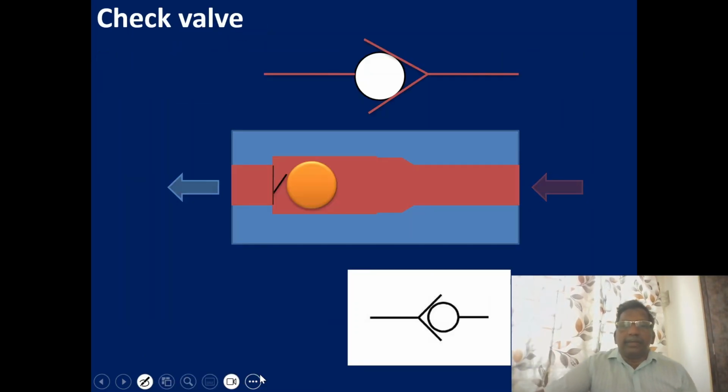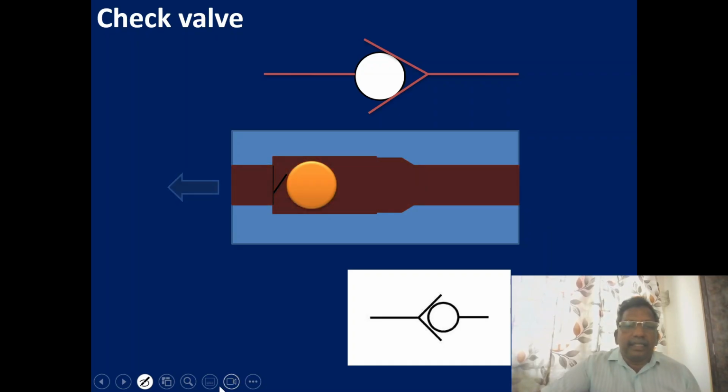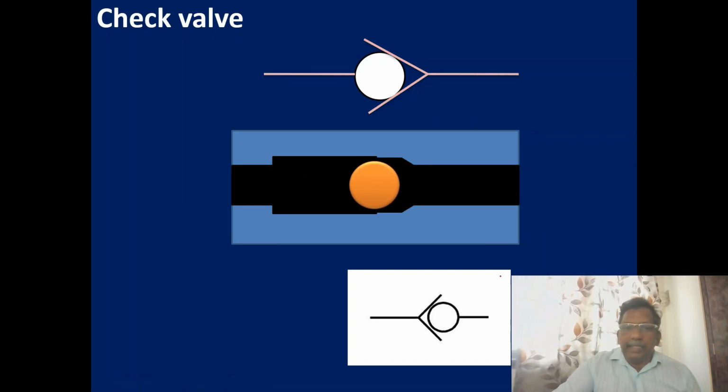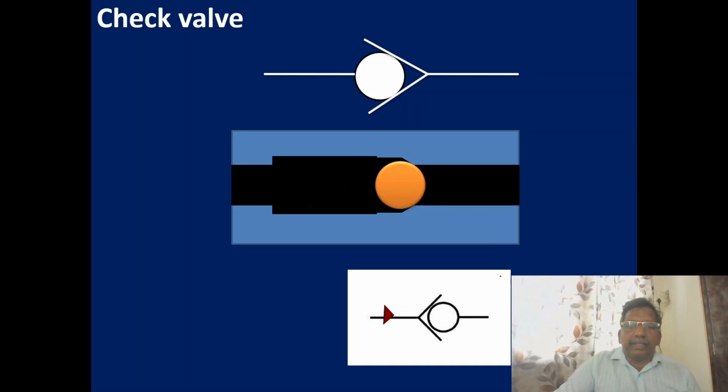Now you can see the simulation, how the flow will be. When you start, it is moving and it allows the fluid. But in the return flow, it won't allow. The ball blocks the flow.